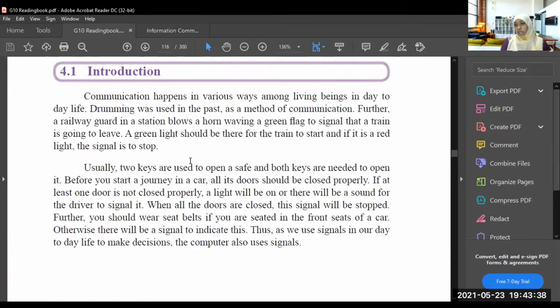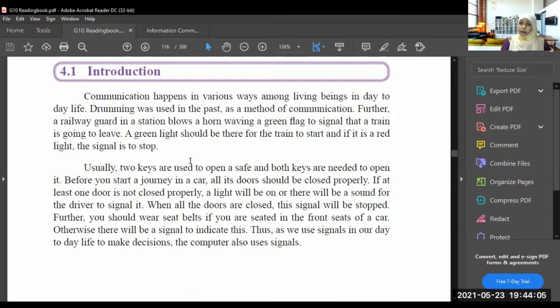Communication happens in various ways among living beings in day-to-day life, right? So you know that from the beginning, from the first chapter, we are learning about how the living beings are communicating with each other, because this subject is based on communication, isn't it? Using the technology, how to communicate the information using the technology.